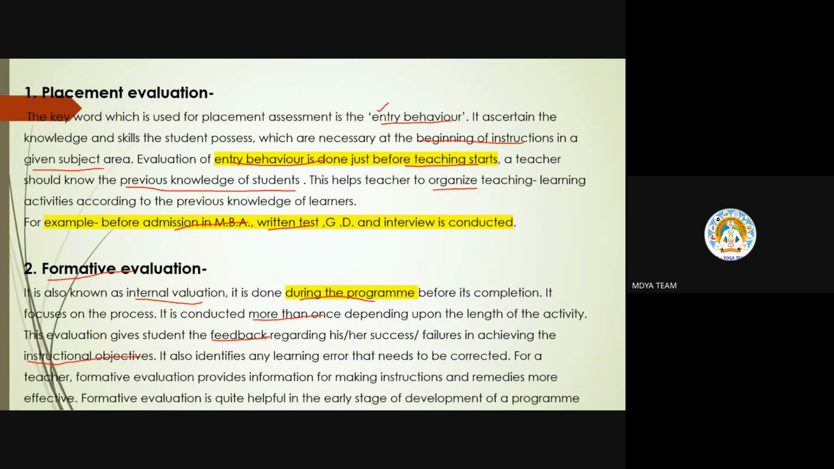It also identifies any learning error that needs to be corrected. For a teacher, formative evaluation provides information for making instructions and remedies. Very important. We can assess the knowledge of a learner, and if there are some shortcomings, we can also use remedies to help the learners get through the problem they are facing.